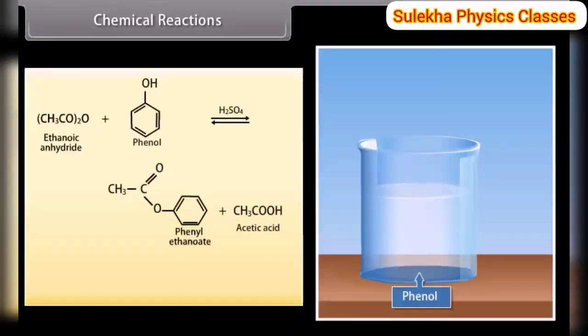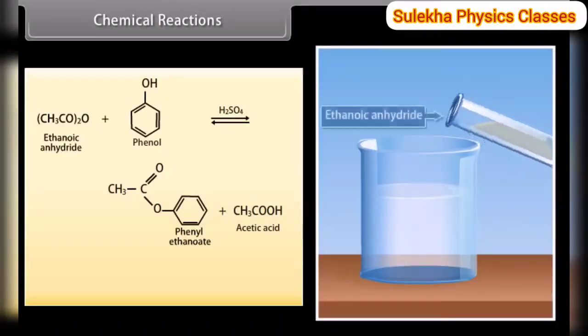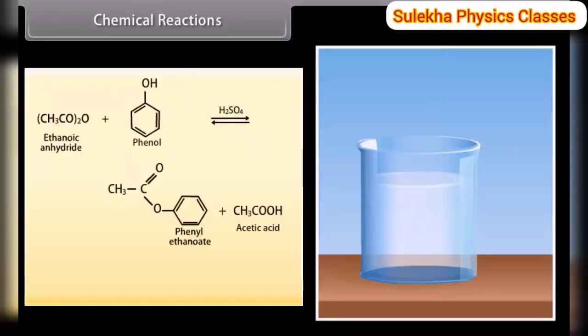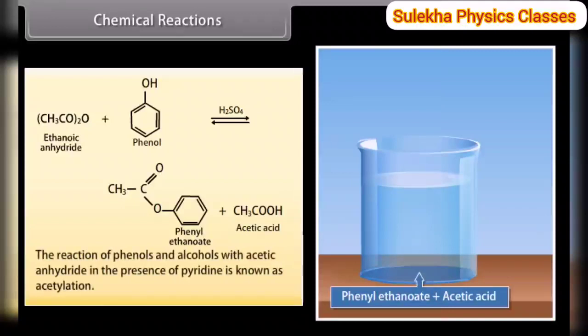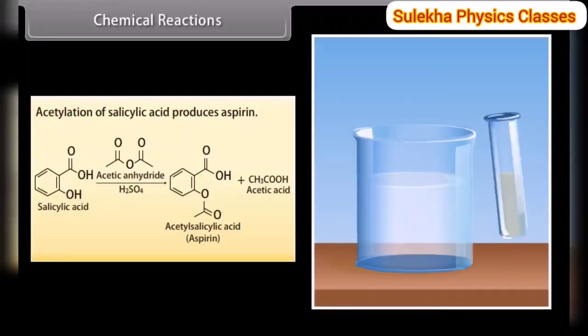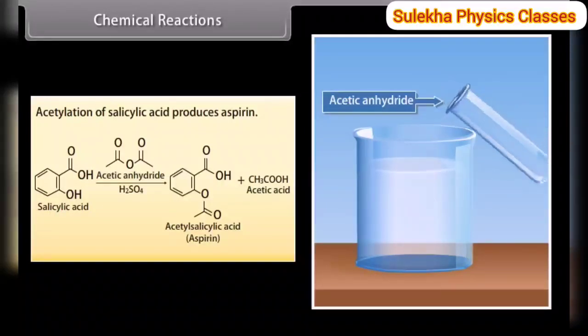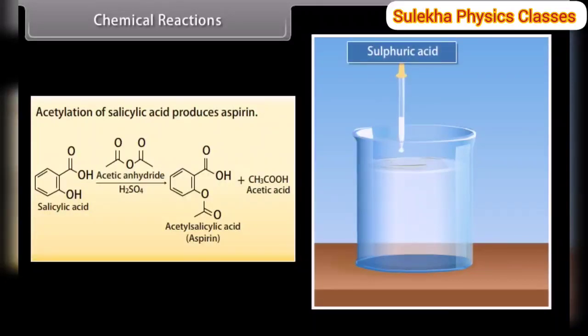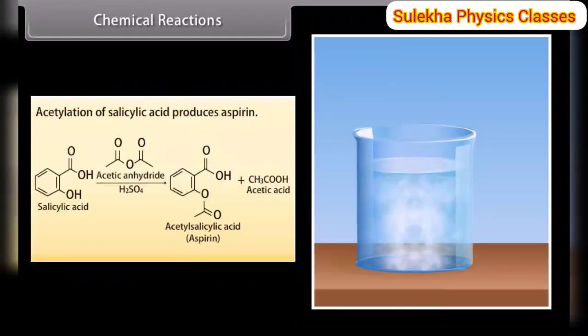Ethanoic anhydride reacts with phenol in the presence of sulfuric acid to form phenyl ethanoate and acetic acid. The reaction of phenols and alcohols with acetic anhydride in the presence of pyridine is known as acetylation. Acetylation of salicylic acid produces aspirin. Acetic anhydride reacts with salicylic acid in the presence of sulfuric acid to form acetylsalicylic acid or aspirin and acetic acid.